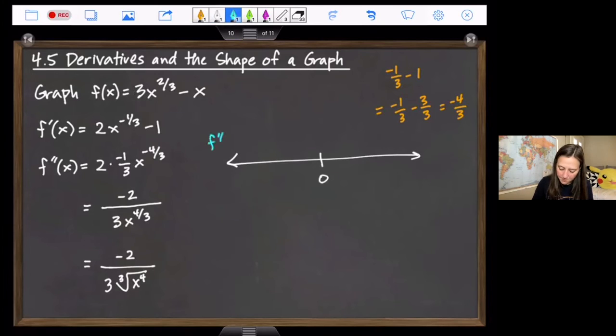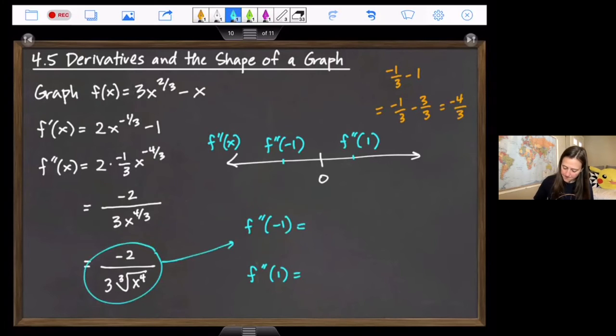So f double prime of x, let's plug in a negative value and a positive value. So we're going to find f double prime of negative 1 and f double prime of 1. All right, so let's take our second derivative and plug it in. So negative 1 to the positive 4th is a positive 1. Cube root of positive 1 is positive 1. So we're going to get negative 2 over 3.